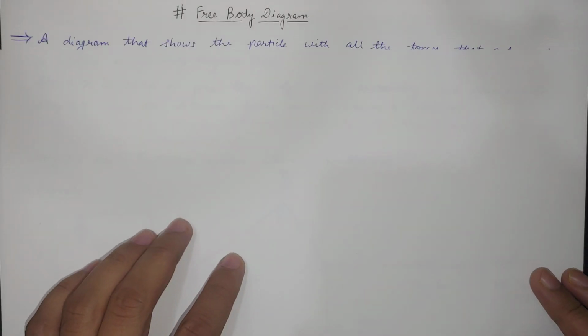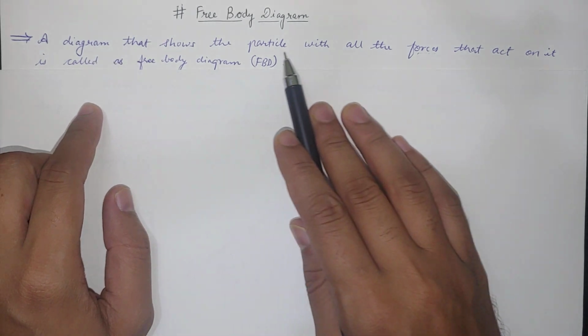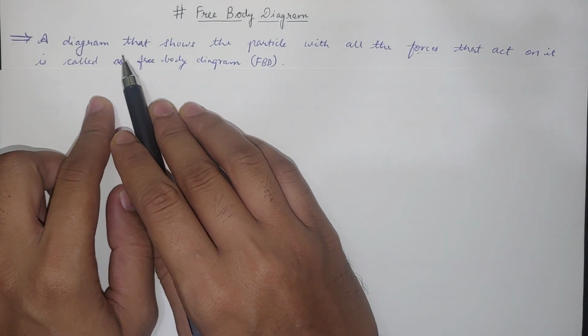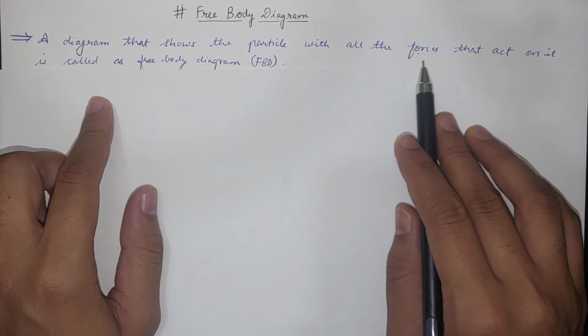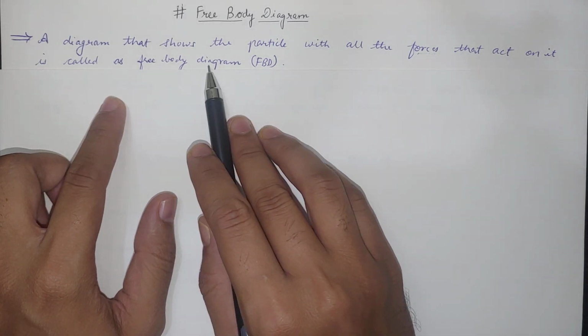In this video we will see the free body diagram. Definition: a diagram that shows the particle with all the forces that act on it. It means we have to make a diagram where we show all the forces acting on it, and the diagram is called a free body diagram.